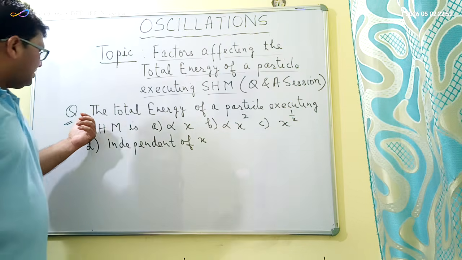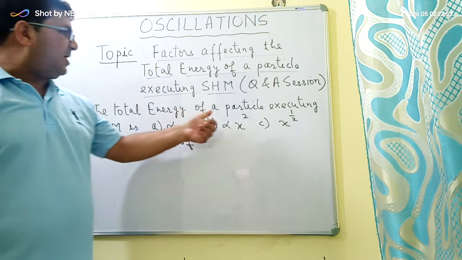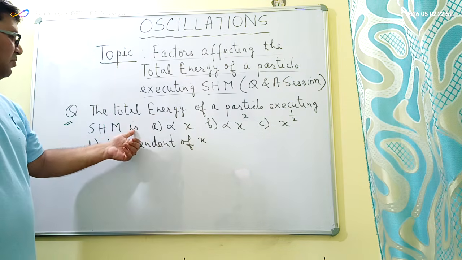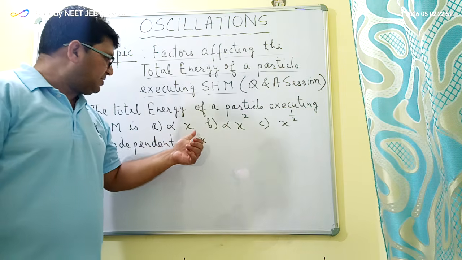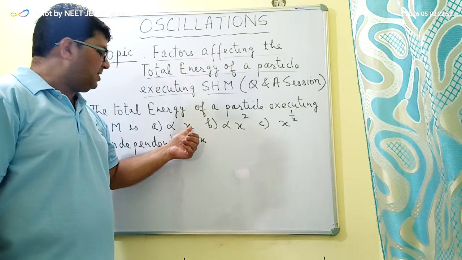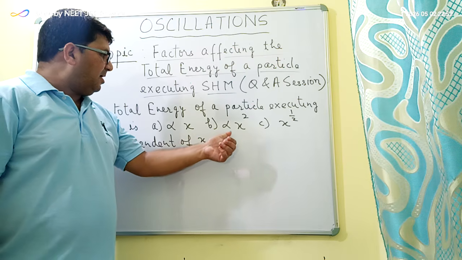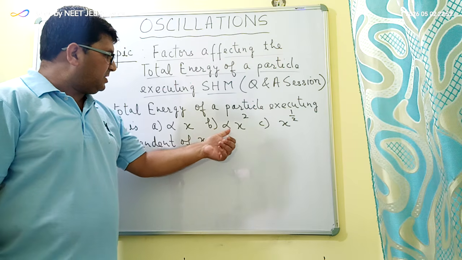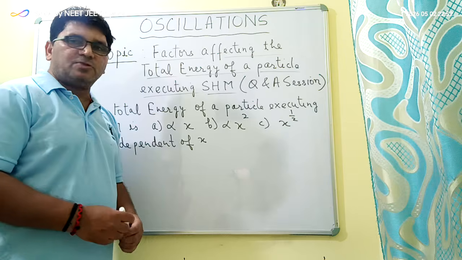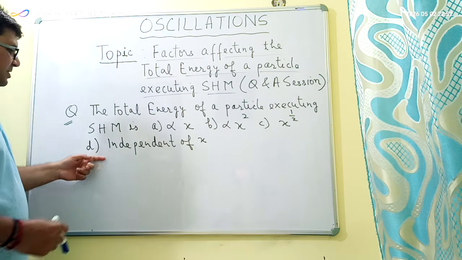So here the question is, the total energy of a particle executing simple harmonic motion is, there are four options. First option is, it is proportional to x, where x is the displacement of the particle from its mean position. Second option is x squared, third option is root x, and the fourth option is it is independent of x.